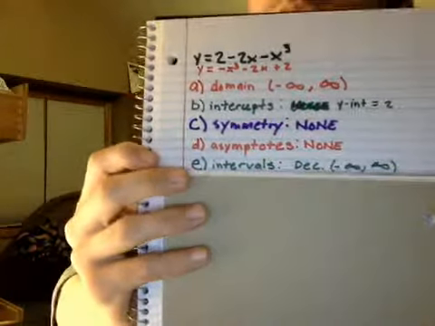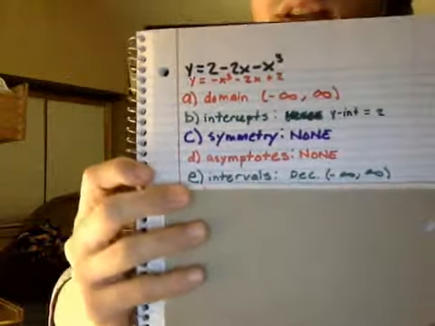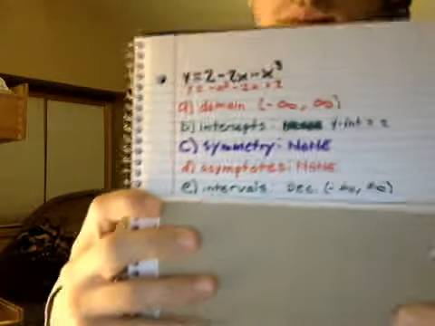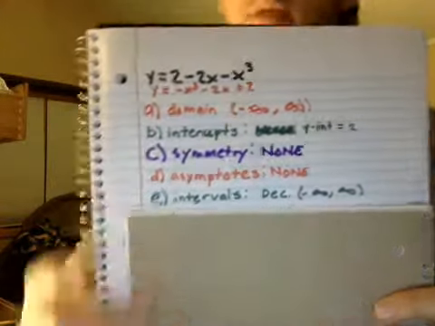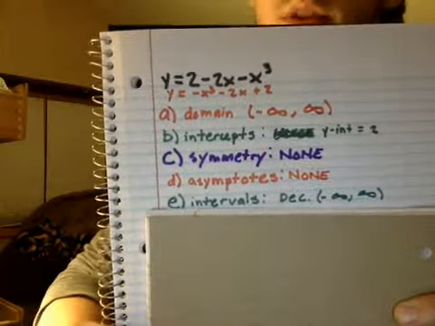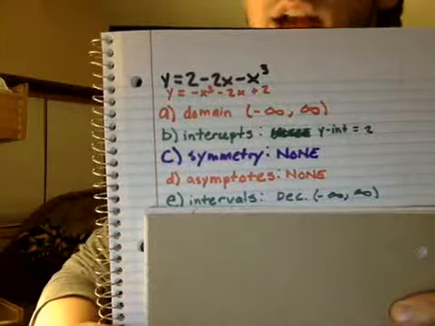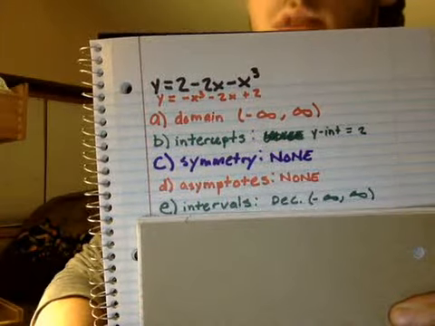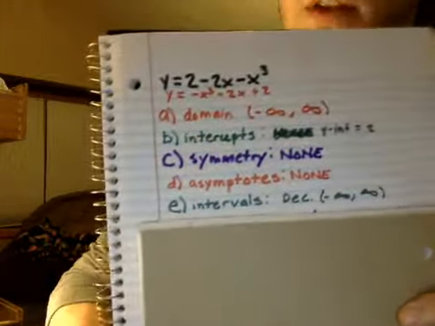The next step is going to be finding the intervals on which the function is decreasing and increasing, and this will make more sense when we graph it. It's decreasing everywhere there is a point on this function, because it is a negative cubic function, so it is decreasing from negative infinity to positive infinity.